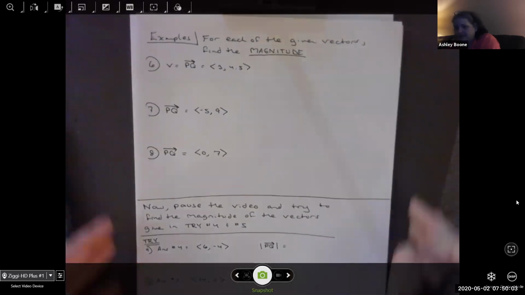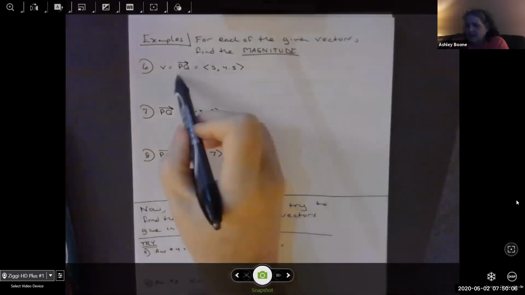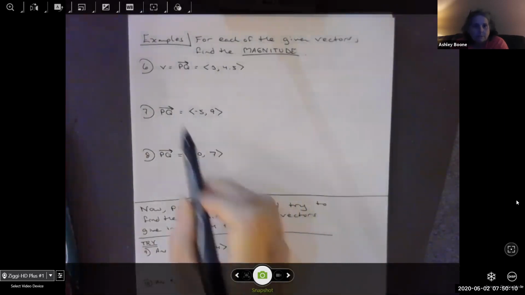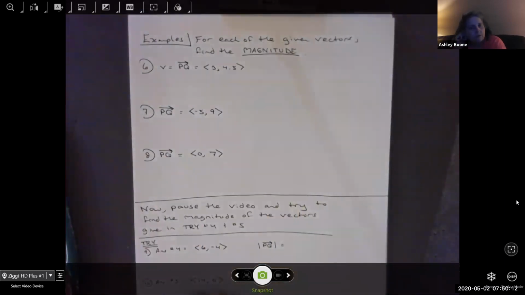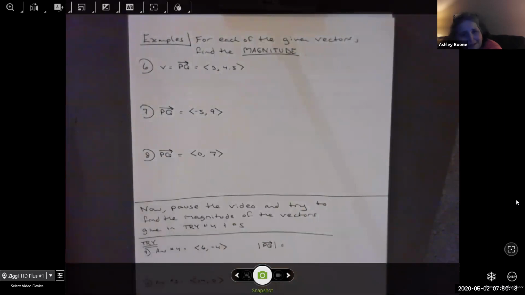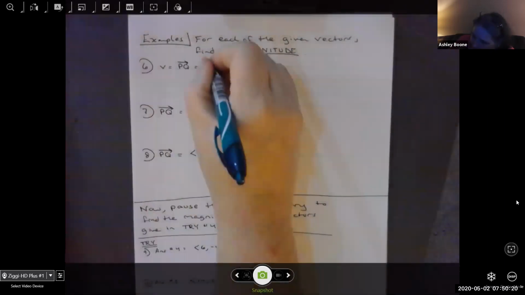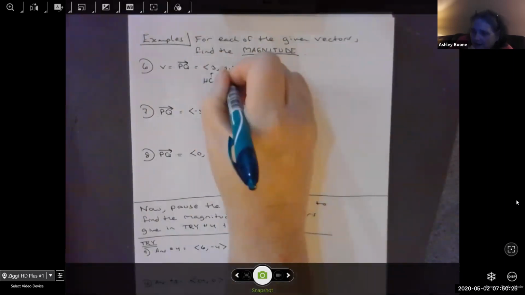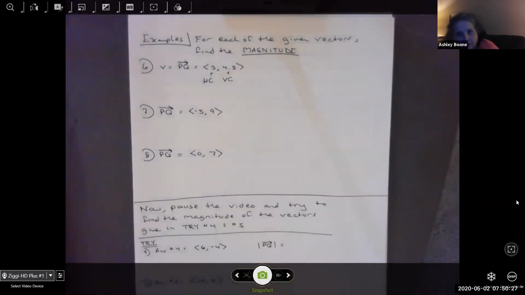So example 6, these are actually the component form of the vectors from number 4, 5, and 6 that you had in your notes a minute ago. All right. Each of these vectors, we want to find the magnitude. Remember, this value is your horizontal component of the vector. This value is your vertical component of the vector.